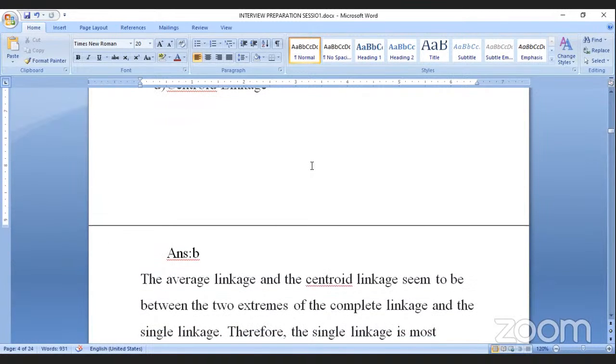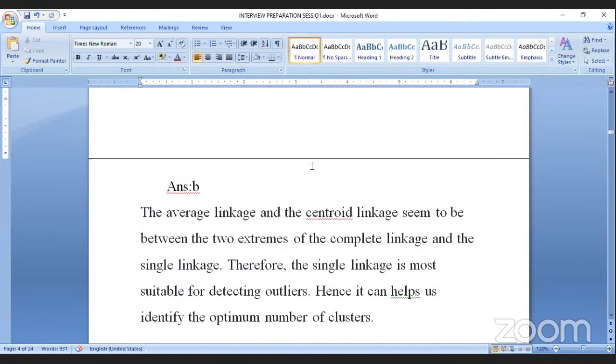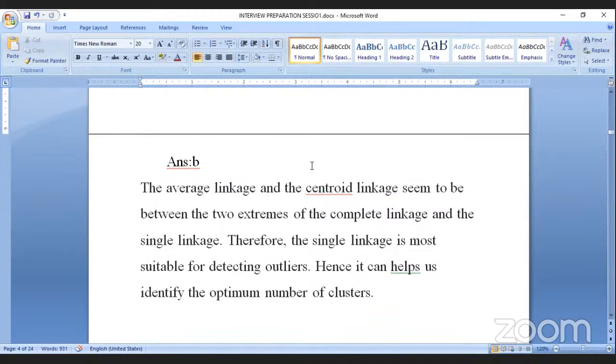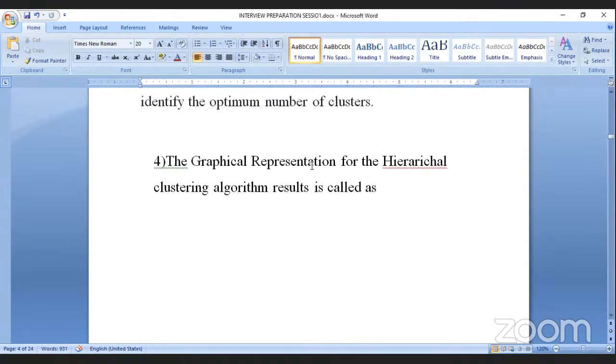So the answer is B, friends. Single linkage is the most suitable for detecting outliers, because the average and central linkage lie in between the two extremes of complete and single linkage. That's why single linkage is most optimum in detecting outliers in this technique. So the answer is B. We move to another question.